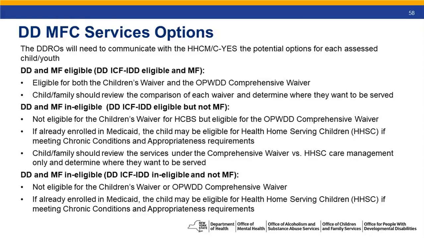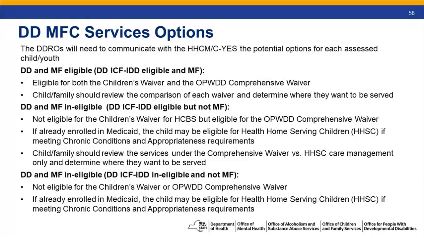If the child is found DD, ICF IDD eligible, but not med-frag, now you don't have to worry about this because the DDRO will be able to tell you that they determined that the child meets ICF level of care, but not med-frag. That means they are not eligible for the children's waiver, but eligible for the OPWDD comprehensive waiver. If the child's already enrolled in Medicaid, then the child could go to the health home serving children.